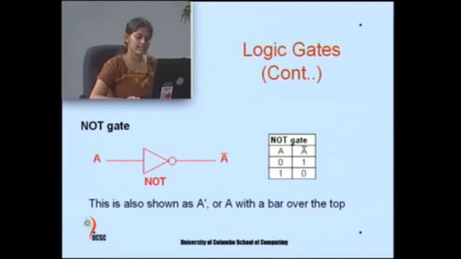This is a NOT gate. This is also shown as A dash or A with a bar over the top. Then there is a truth table here. The NOT gate is an electronic circuit that produces an inverted version of the input at its output. It is also known as an inverter. If the input variable is A, the inverted output is known as not A.